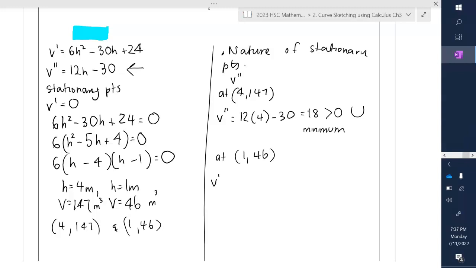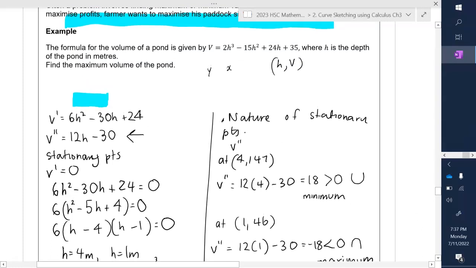1, 46. V double dash will be equal to 12 times 1 minus 30, which gives us 12 take away 30, which is minus 18, which is less than 0, so it is negative, and it is going to be a maximum. So let's have a look at what we're actually looking to find.